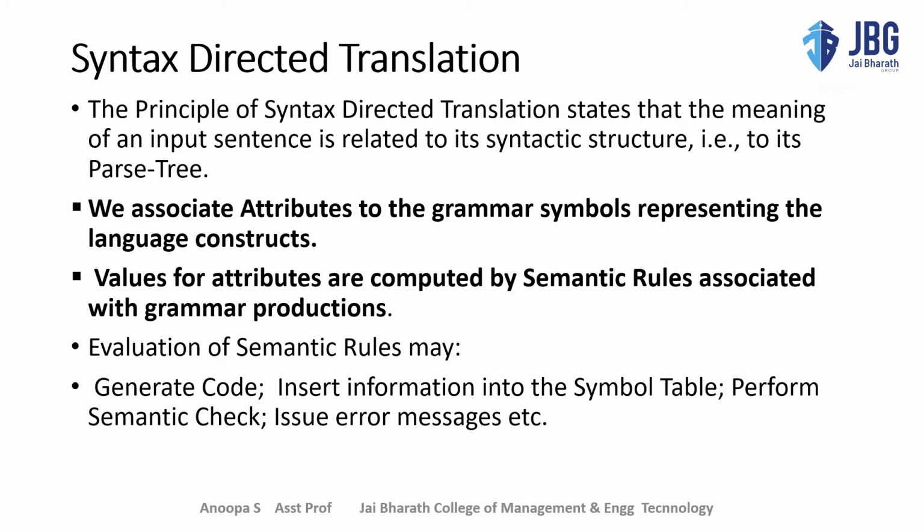After getting the evaluated result, we will use it for generating code, inserting information in the symbol table, performing a semantic check, or issuing error messages. So this is the basic concept in semantic analysis. First, for each of the productions we attach an attribute, then we evaluate those attributes based on semantic rules.